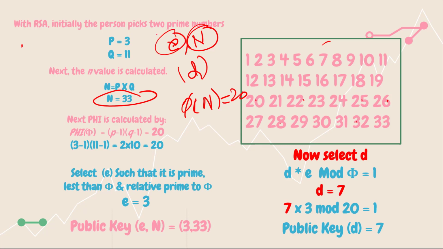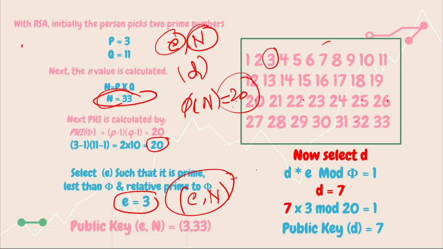So now we need to select our E. The condition is that E should be a prime number, it should be less than phi, and it must be relatively prime to phi. Since phi is 20, I can pick any prime number less than phi. Just for simplicity, I'm going to take E as 3. So I select E as 3, which is a prime number, relatively prime to 20, and less than 20 also. So this 3 and n will become my public key.